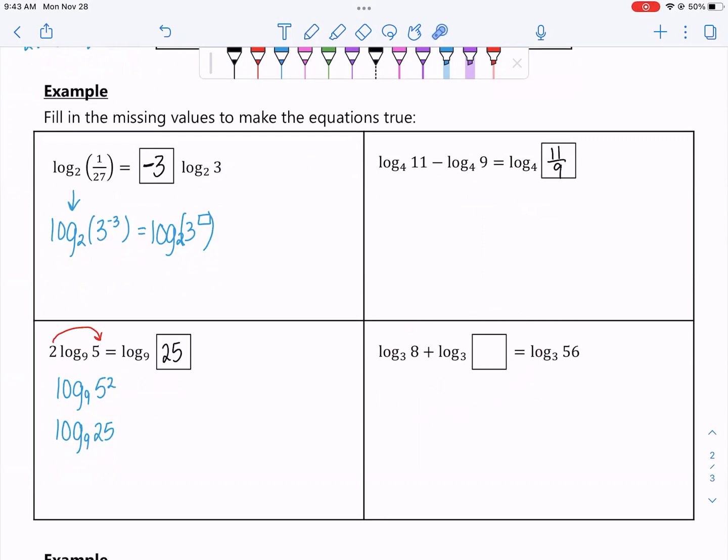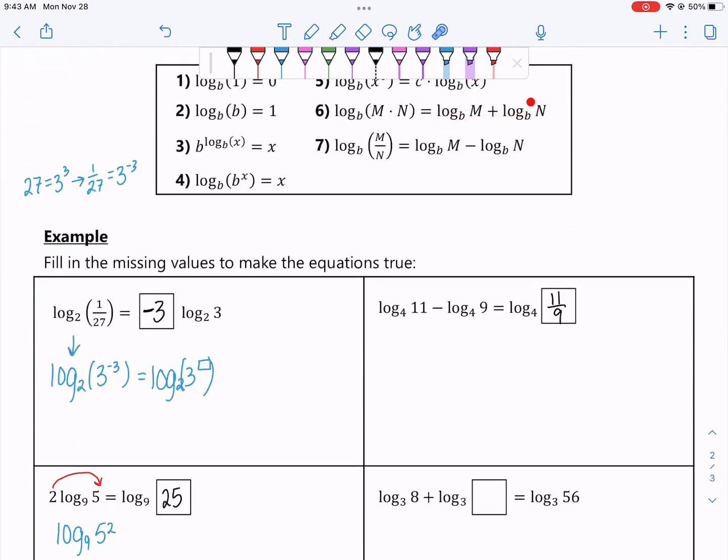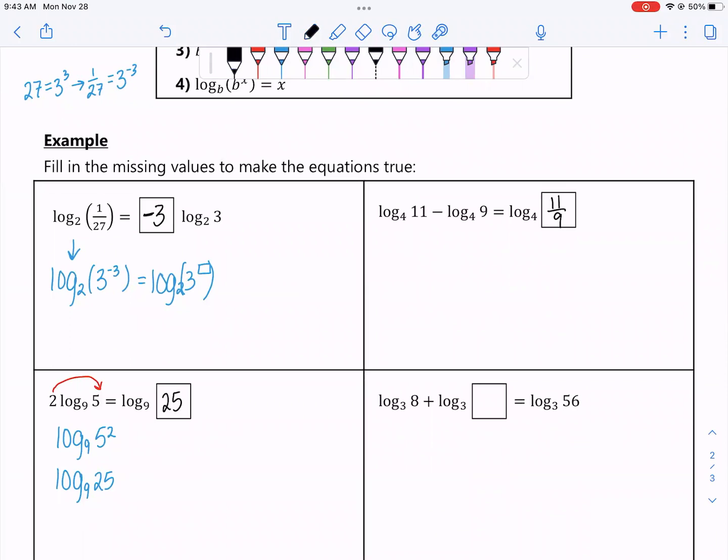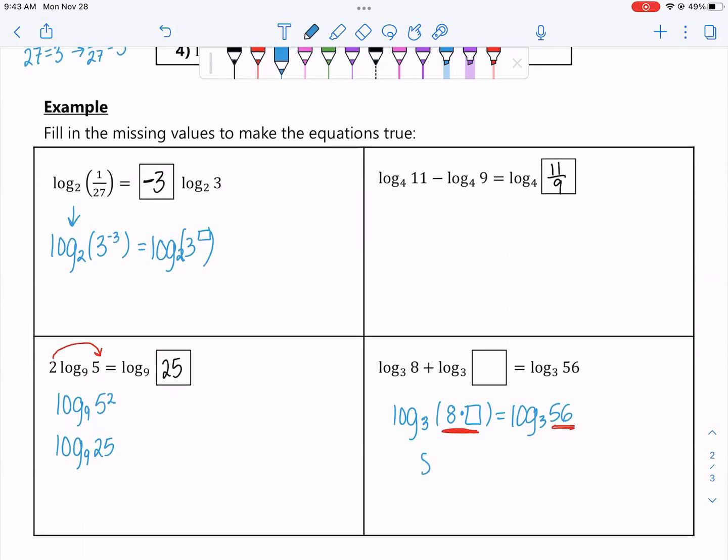For this one, log base 3 of 8 plus log base 3 of what equals log base 3 of 56? Rule number 6 says multiplication on the inside is addition on the outside. And this works in both directions. So addition on the outside becomes multiplication on the inside. So essentially, we're looking at log base 3 of 8 times something is equal to log base 3 of 56. That means that 8 times something is equal to 56. So what do we multiply 8 by to get 56? 7.